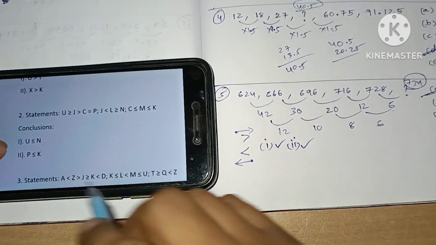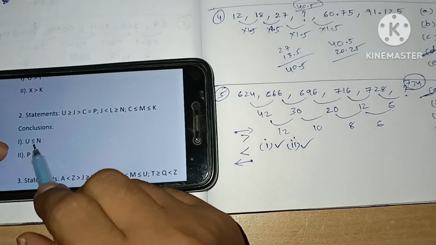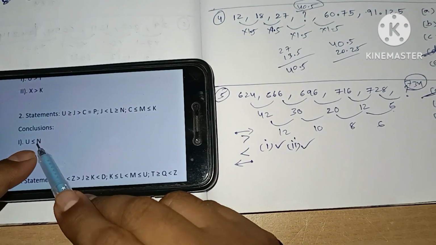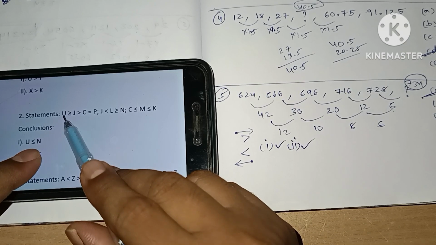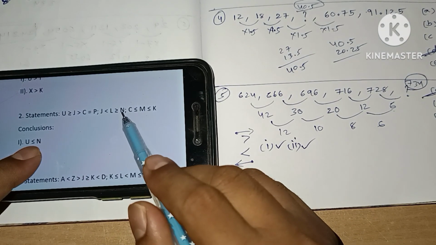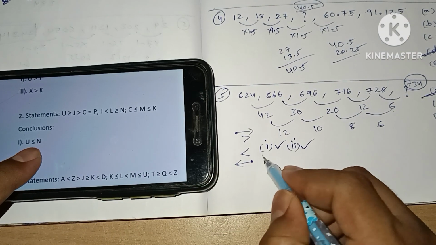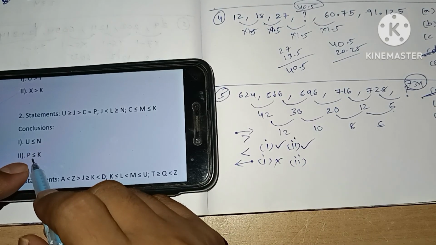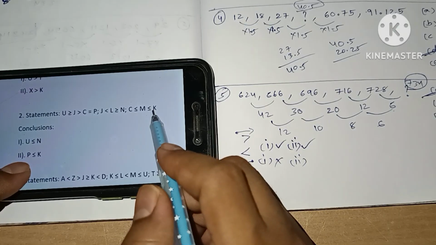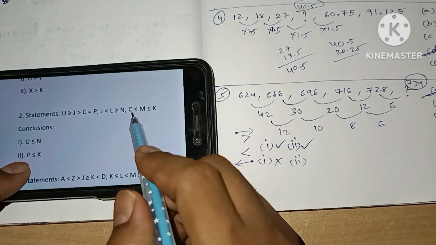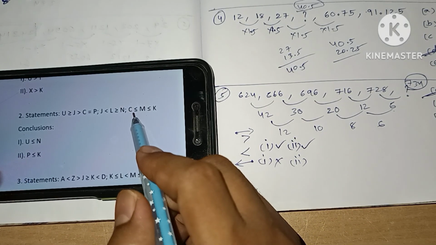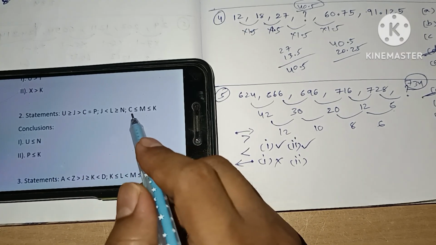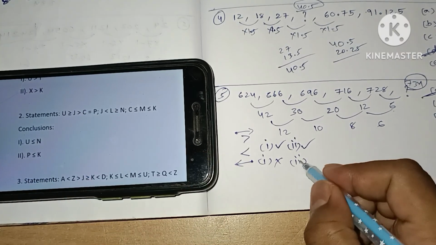Next, second question, the flow from N to U with everywhere equal to. Where is N? From N there is no flow. So first conclusion will be false. Second conclusion, the flow from K to P with everywhere equal to. From K we can reach M and C. From C we can reach P. Here there is equal to and equal to. So second conclusion is true.